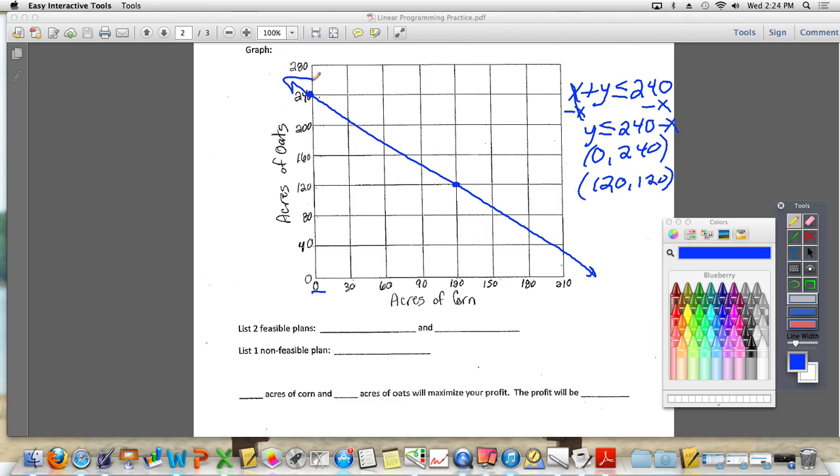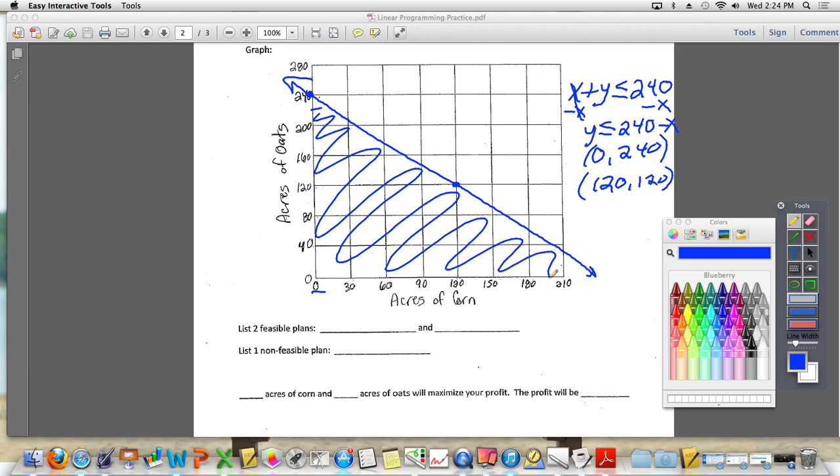How do you shade in relationship to that line? You shade below it, because it says less than or equal to. So you shade everything under the line. Notice I drew my line with a solid line, not a dashed line.